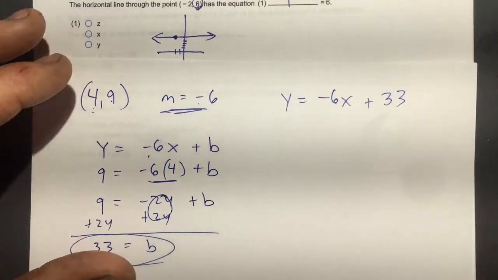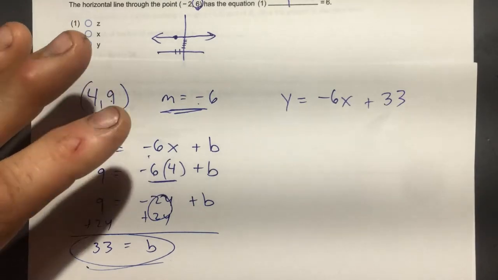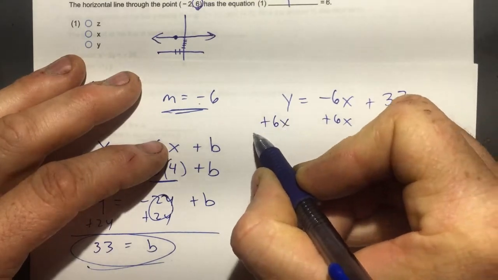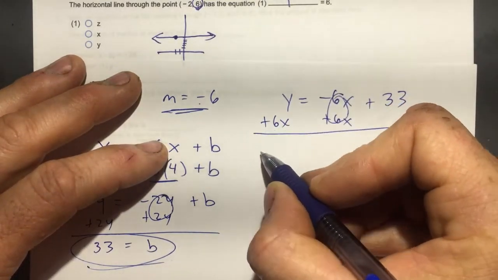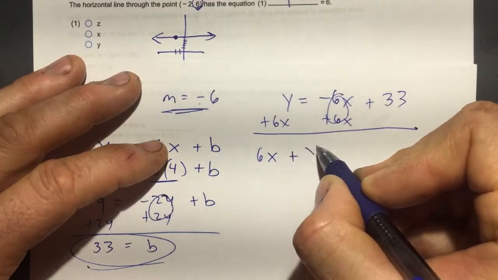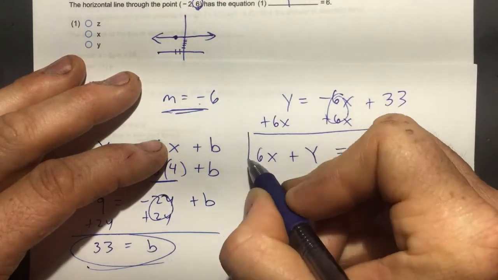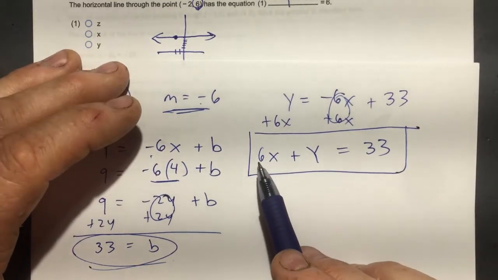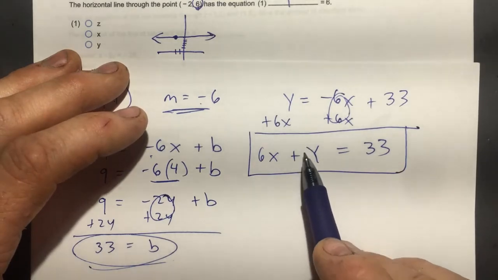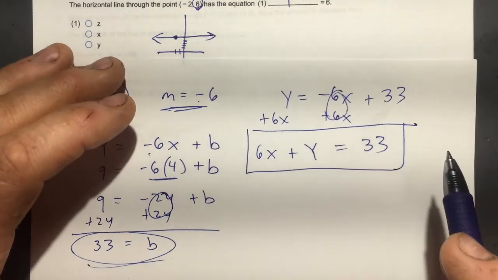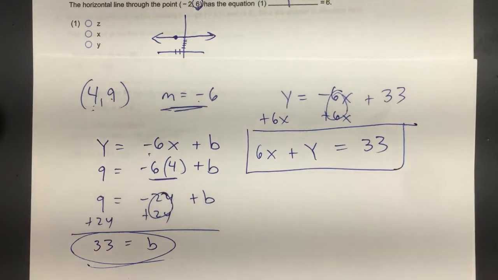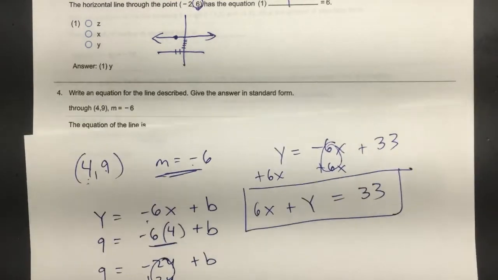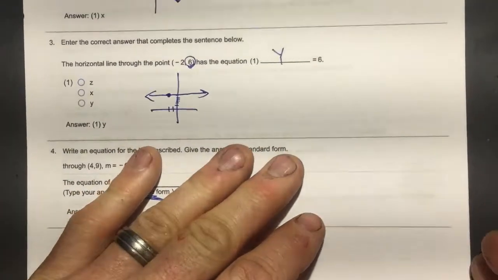Now, what is it in standard? Because the question wants it in standard form. All right, to do that, all I need to do is add this 6x to both sides. And this will go away. So I have a positive 6x plus a y equals 33. And there you go. There's standard form right there. Okay, now in standard form, this number, which is a 1, and this number, they have to be whole numbers. They cannot be fractions. So if one of these was a fraction, I would have to fix that. And we'll do one like that in a minute. But that was my answer right there.